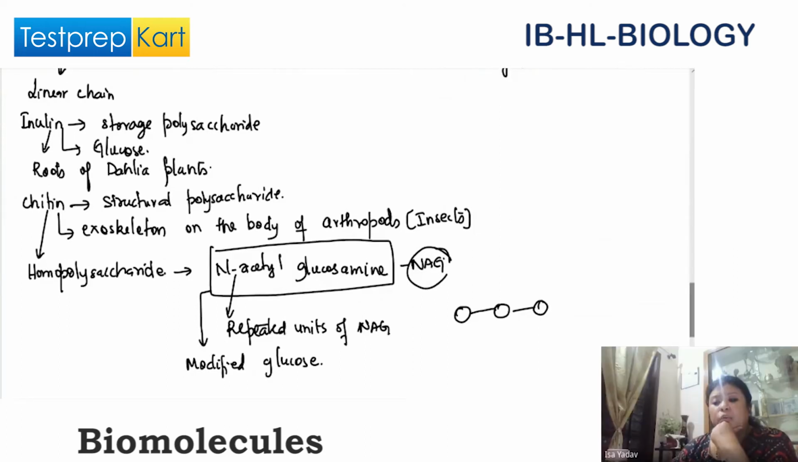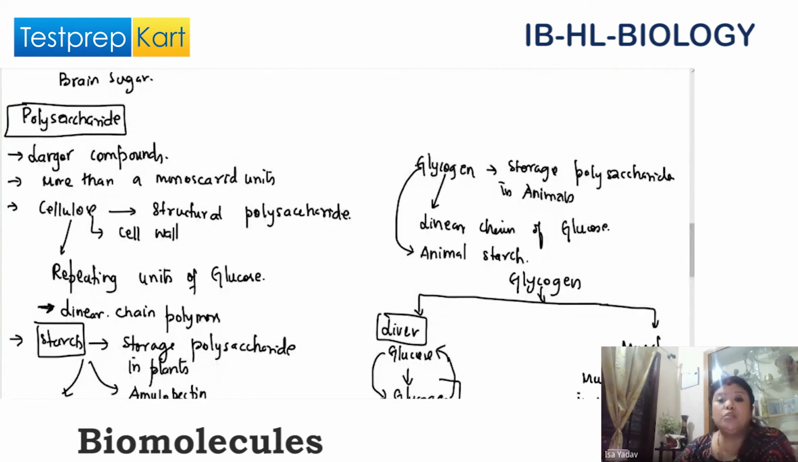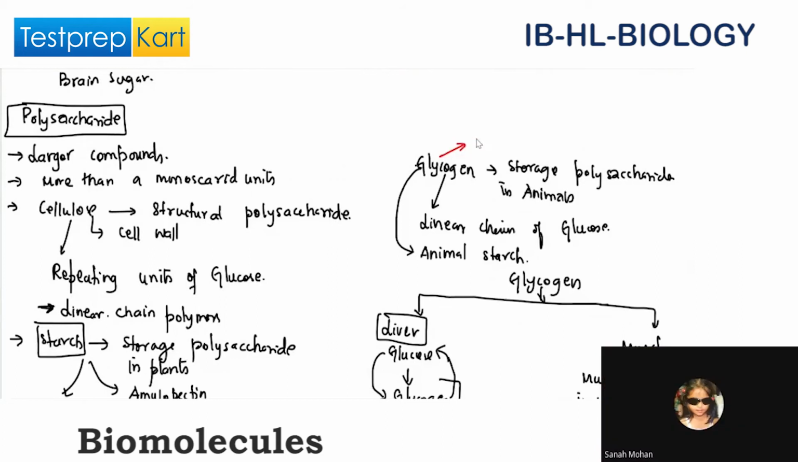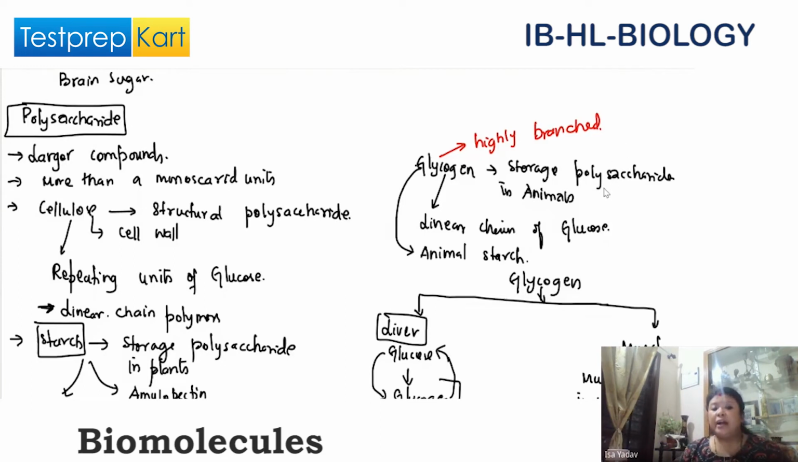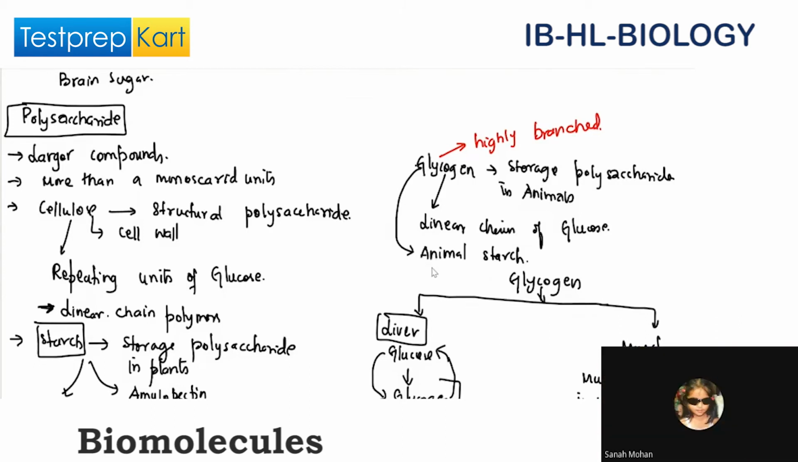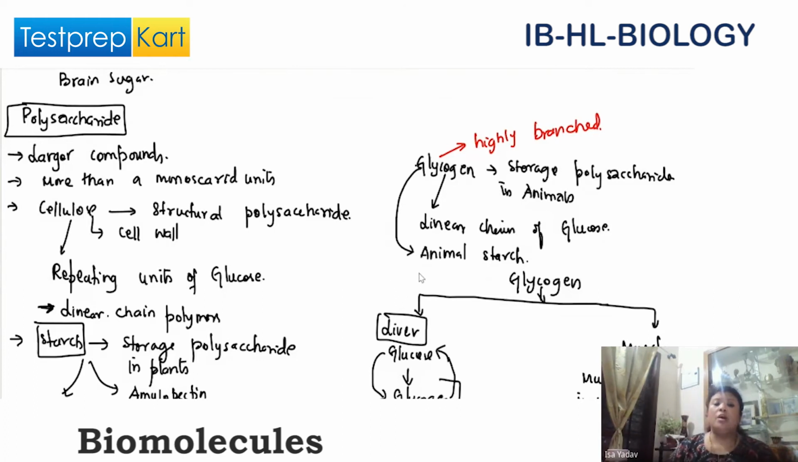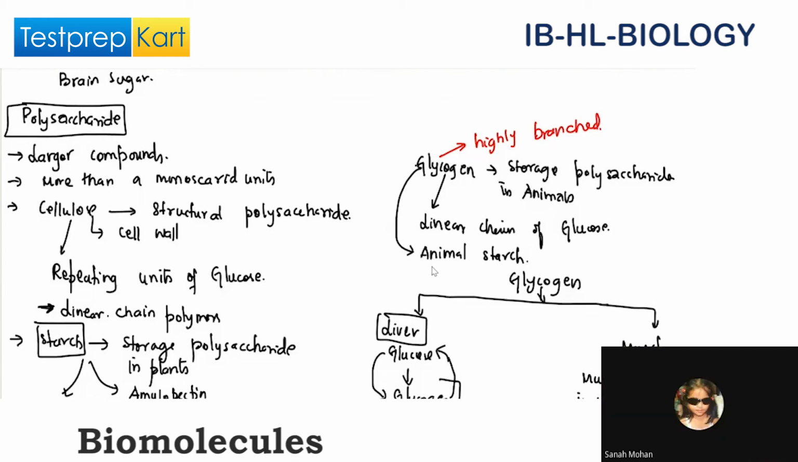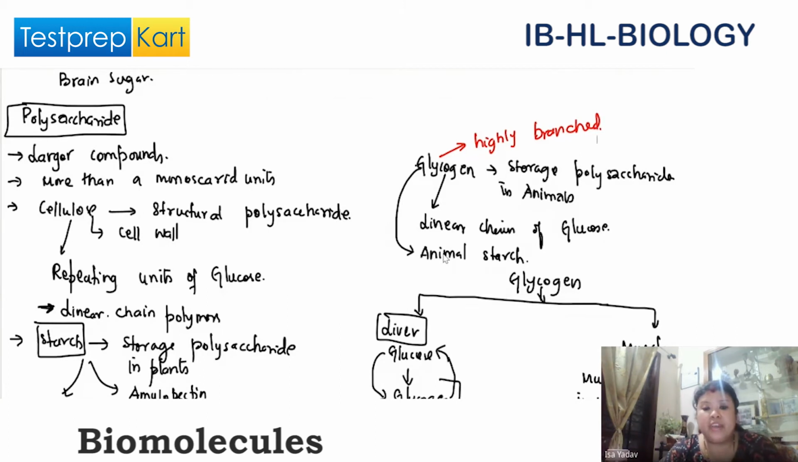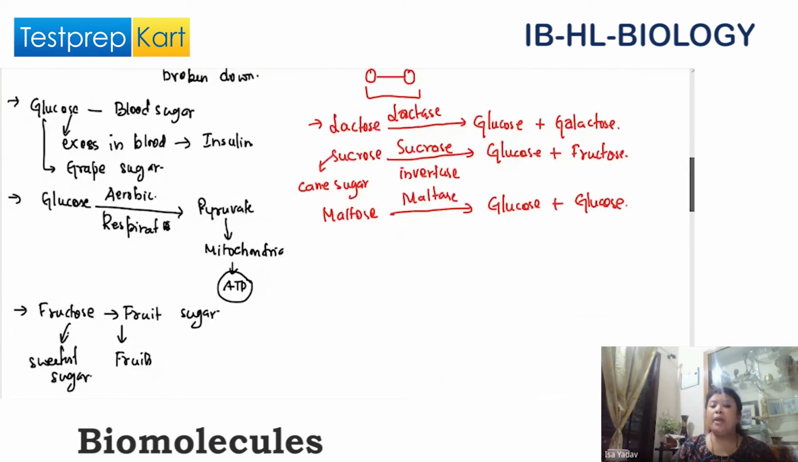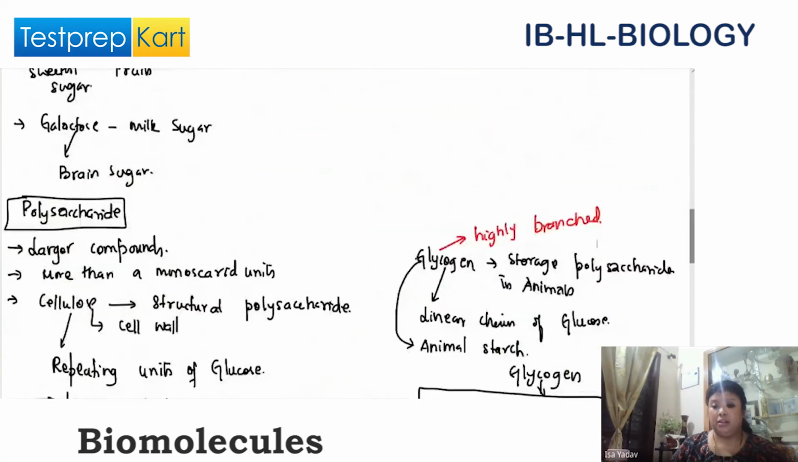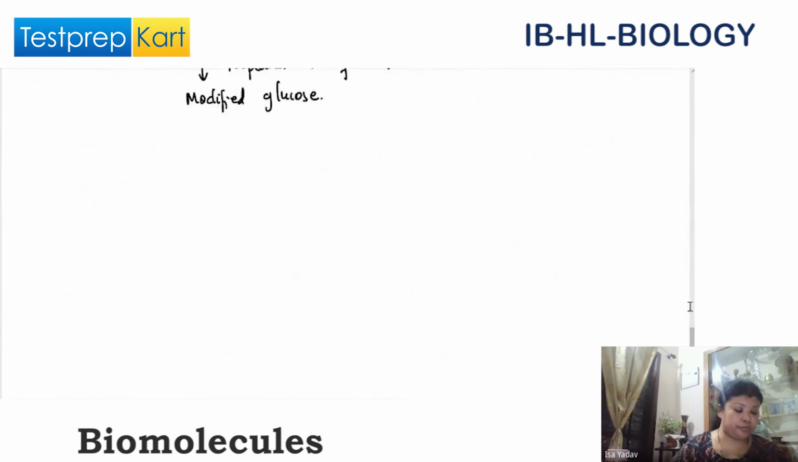Okay, one more thing on glycogen. Glycogen is highly branched. So, Sana, till here, is there any kind of confusion? Okay. So, these are the different forms of polysaccharides. We have chitin, we have cellulose, we have glycogen, many different types of polysaccharides. So we have studied disaccharides and polysaccharides. Then now, very important.